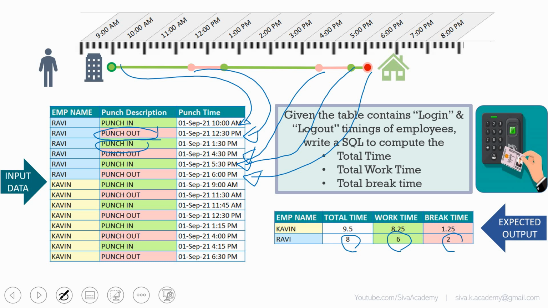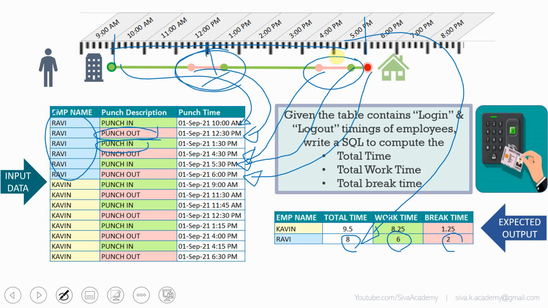For example, in this case, Ravi logs in at 10 o'clock and logs out at 6 o'clock. So the total time spent by Ravi is 8 hours, out of which 1 hour he spent during the lunch break and 1 hour he spent during something like 4:30 to 5:30 for a tea break. So total break time is 2 hours. So the total time is 8 hours, work timing is 6 hours, and break timing is 2 hours. So this is the expectation.